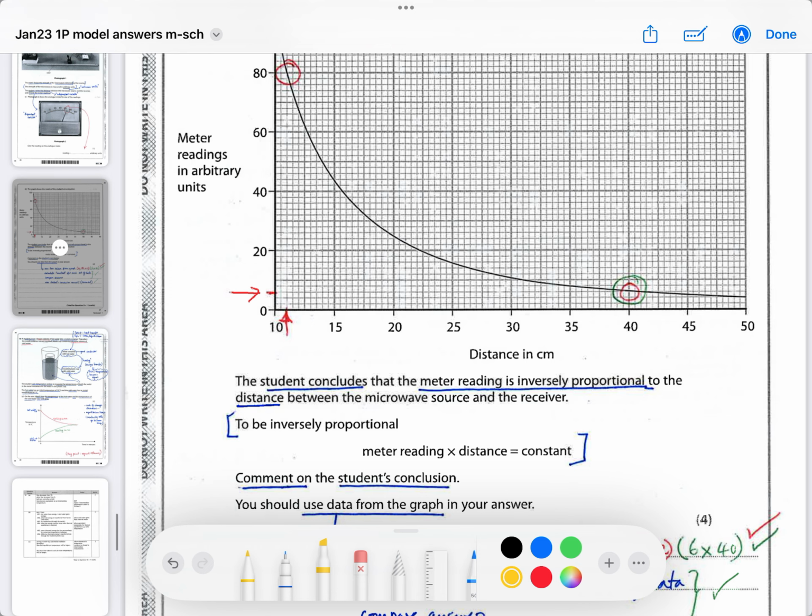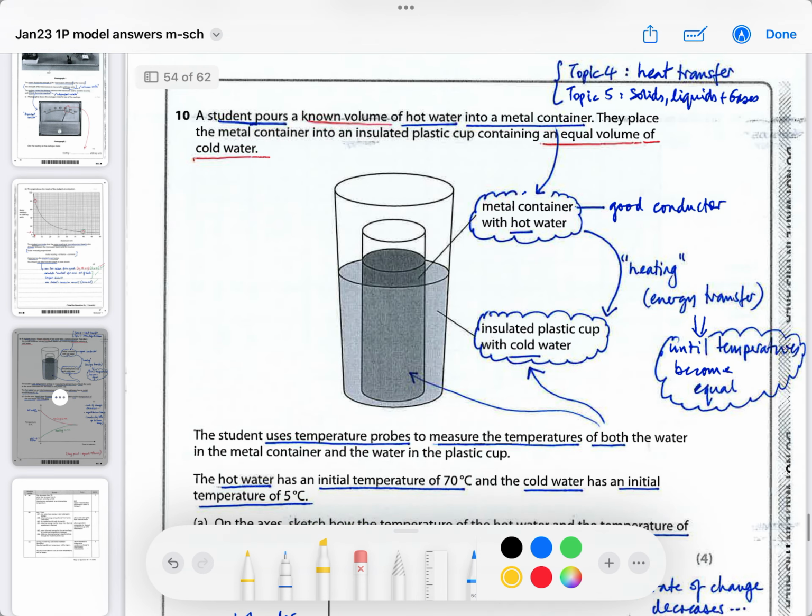Anyway, the next part of the question is about heat, yeah? And topics 4 and 5, if my students will remember, we actually did, at the beginning of year 11, an exam which covered topics 4 and 5, because the thermal part of topic 4, the thermal physics, heat transfer, of course, happens in solids, liquids, and gases. So topics 4 and 5 are often linked in exam questions.